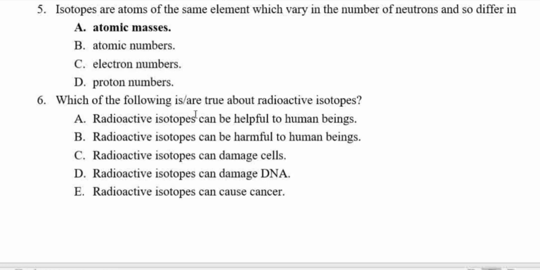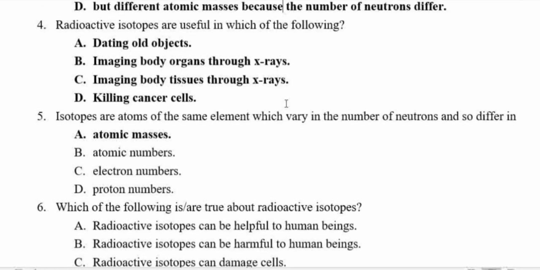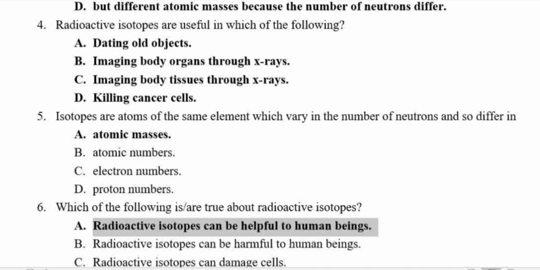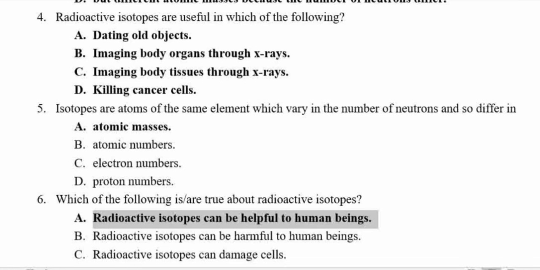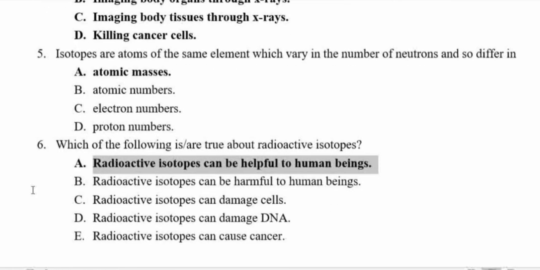The first one is saying that radioactive isotopes can be helpful to human beings. Is it true? Yes, from what we said when we were tackling question 4, we said certain things that indicate that radioactive isotopes can be helpful to human beings because we can use them to date objects, to make images of, let's say, organs or tissues, and we can also use them to kill cancer cells. So that's one that indicates that they are helpful.